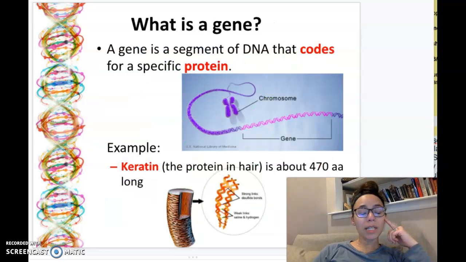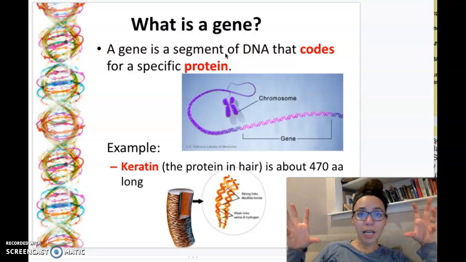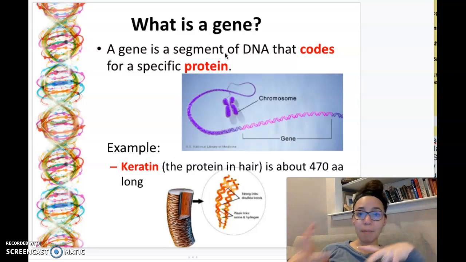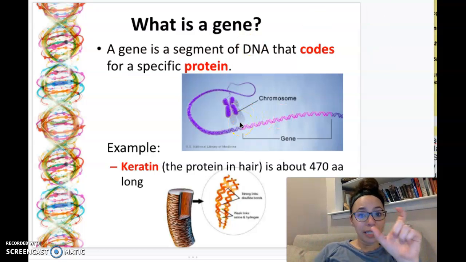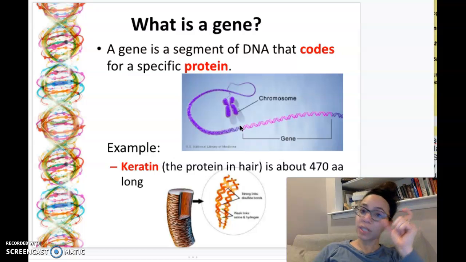All right, so what is a gene? Because RNA is a copy of just one gene from the DNA, so we need to understand what a gene is. So a gene is just a segment of DNA that codes for a specific protein, right? All of our DNA codes for all of the proteins that make us look and function the way that we do. So each segment of DNA that codes for a specific protein is a gene, right?